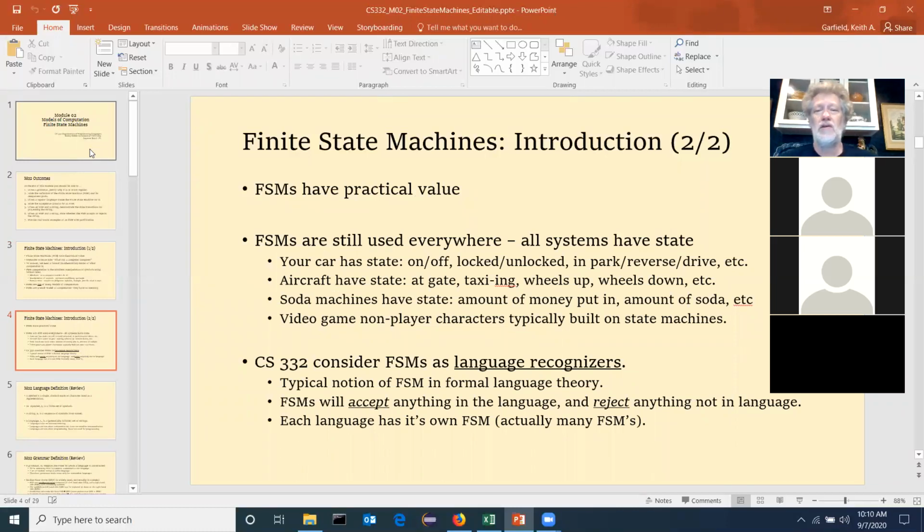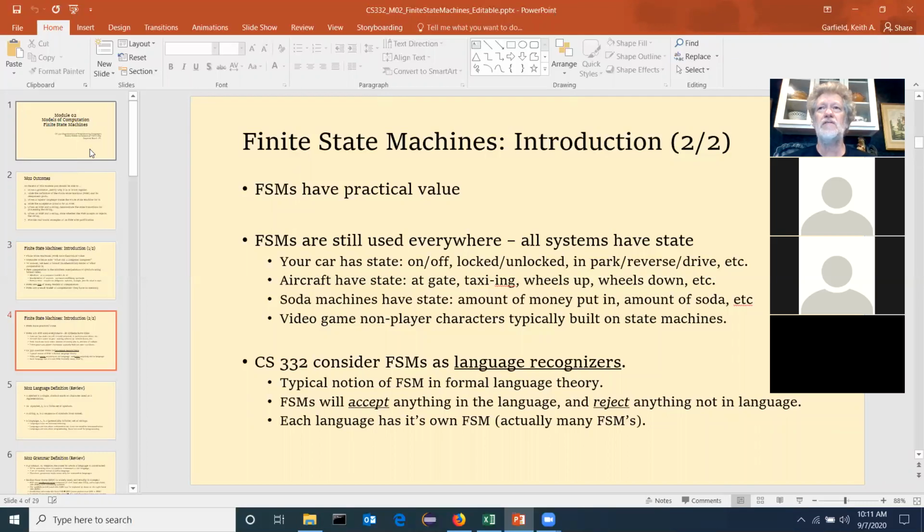Okay, they also have practical value. Finite state machines are used a lot. When you want to model a system, what do you tend to think about? You tend to think about, well, the system has state. This is the whole idea behind the object-oriented paradigm, right? That things have state. And when I do something to the system, I change its state. We can call that a transition. We transition from state to state.